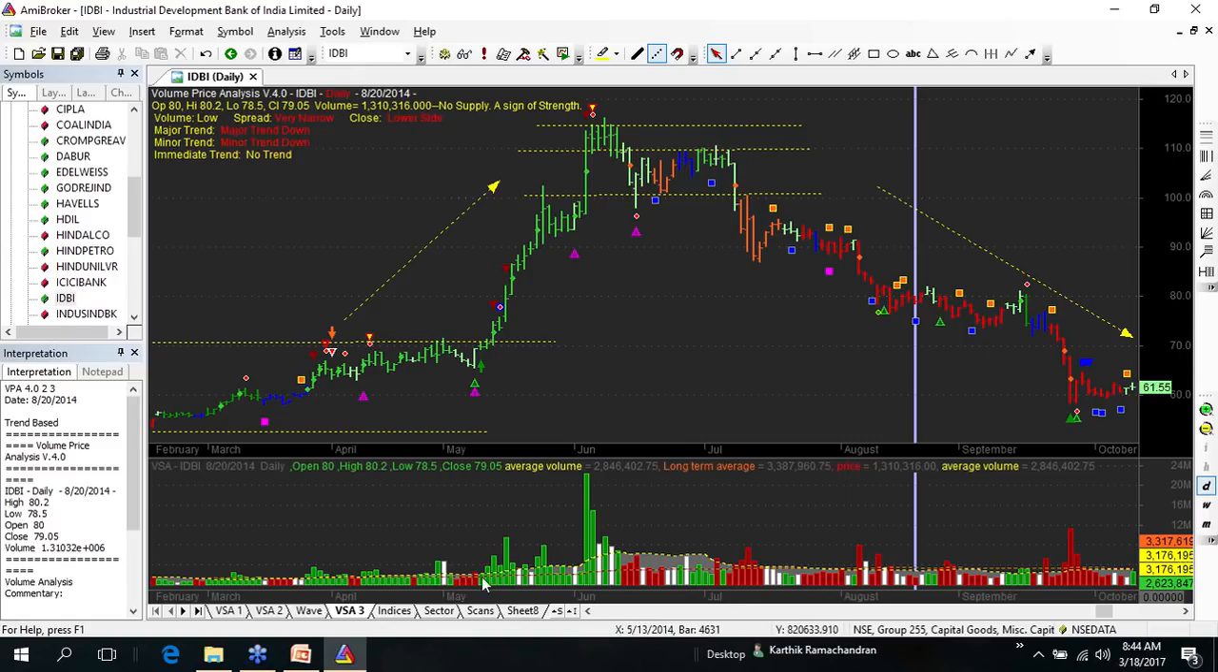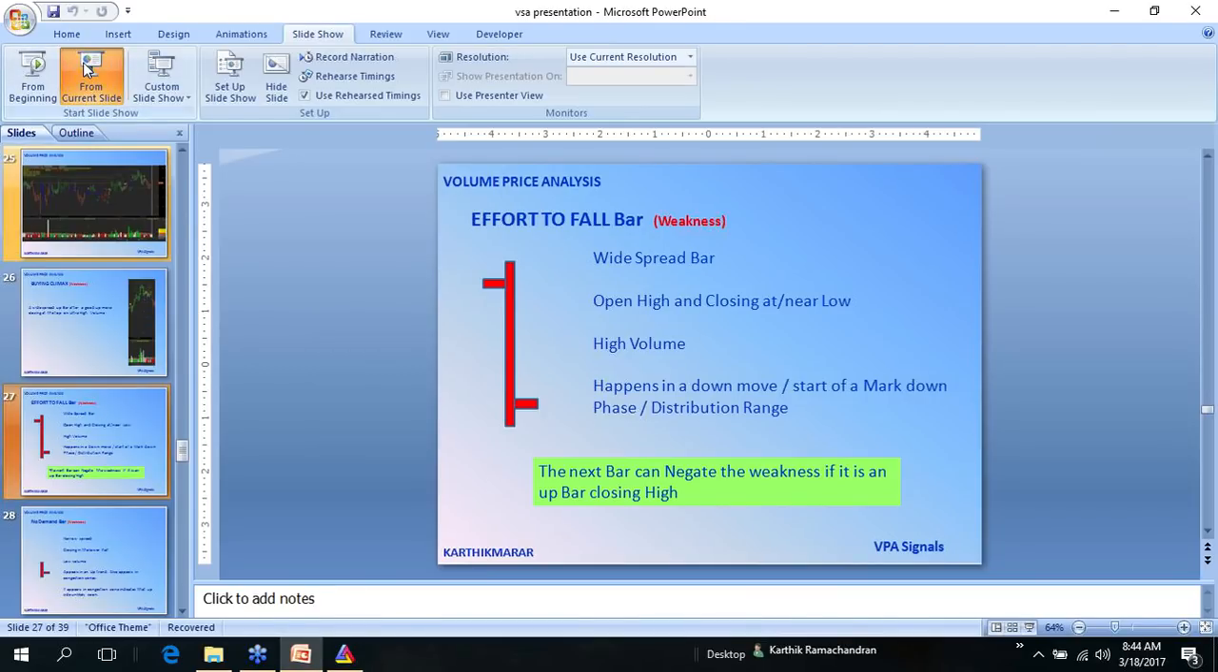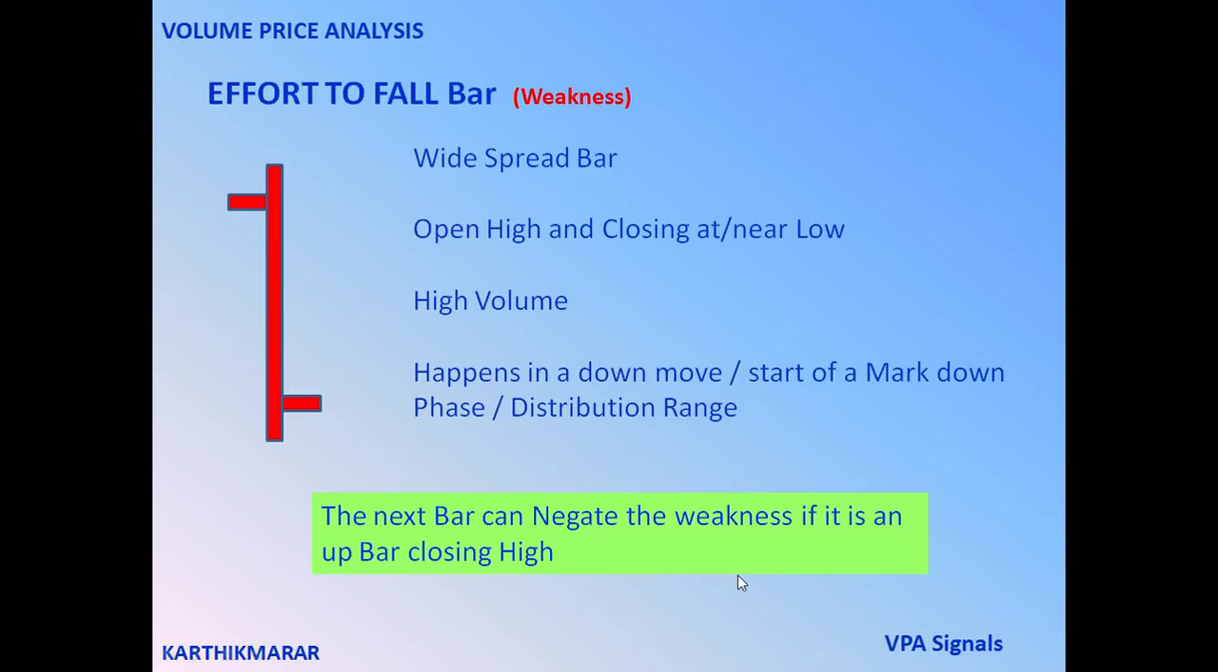Actually, here this is an example of the effort to fall or effort to move down bar. So like I said, the next bar can negate the weakness if it is an up bar closing high.